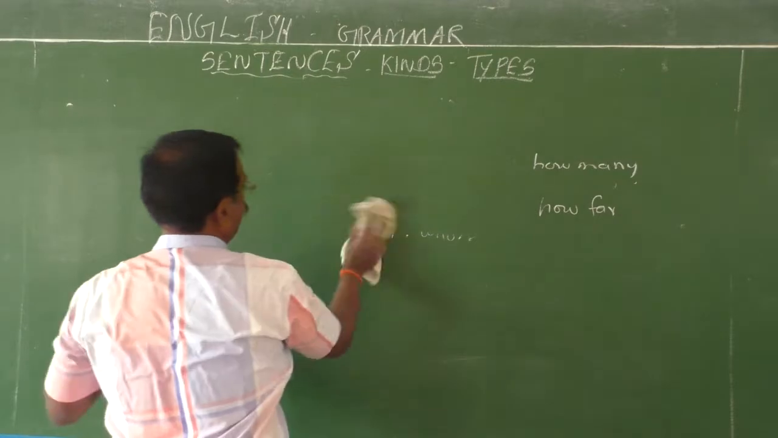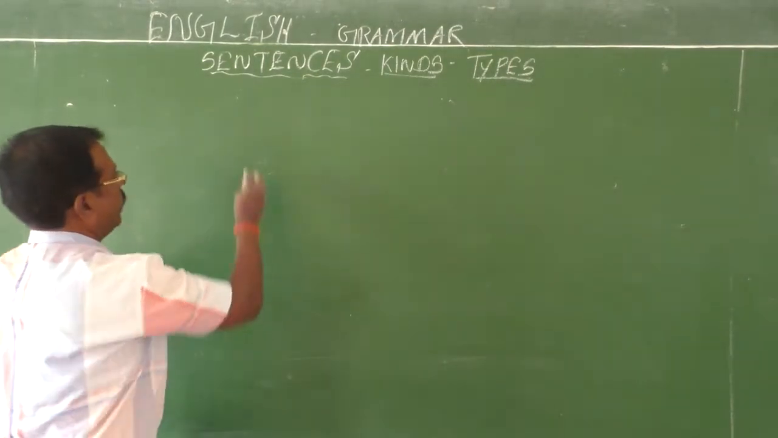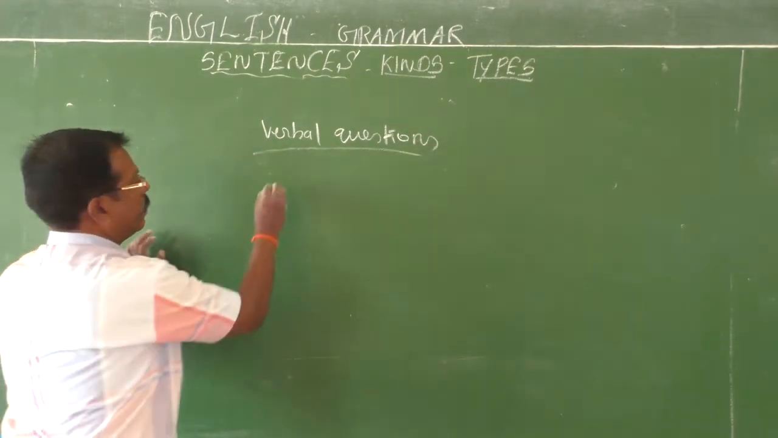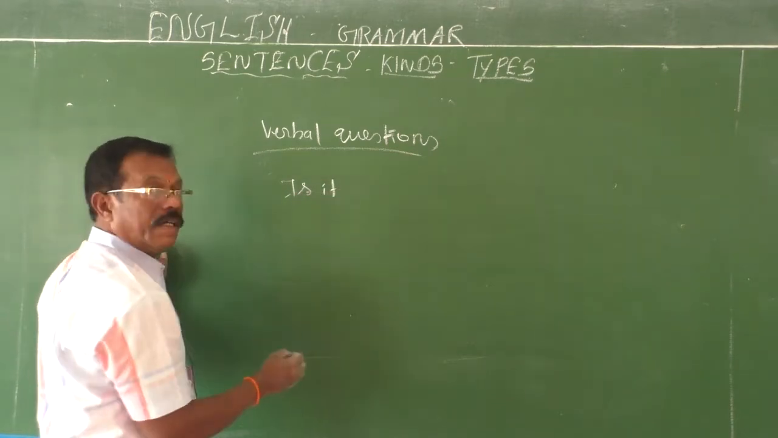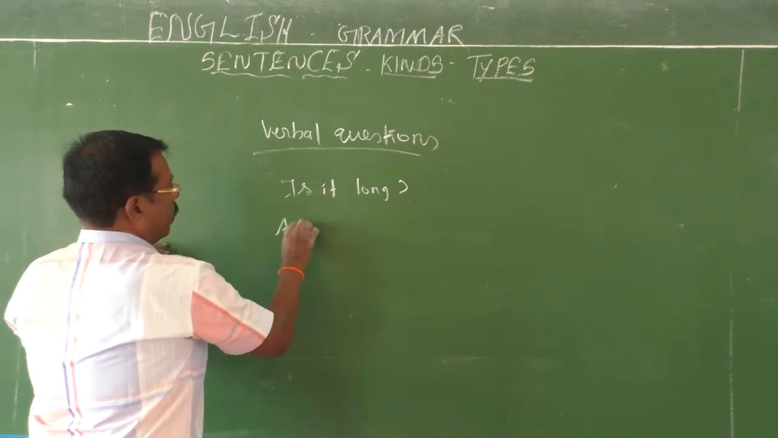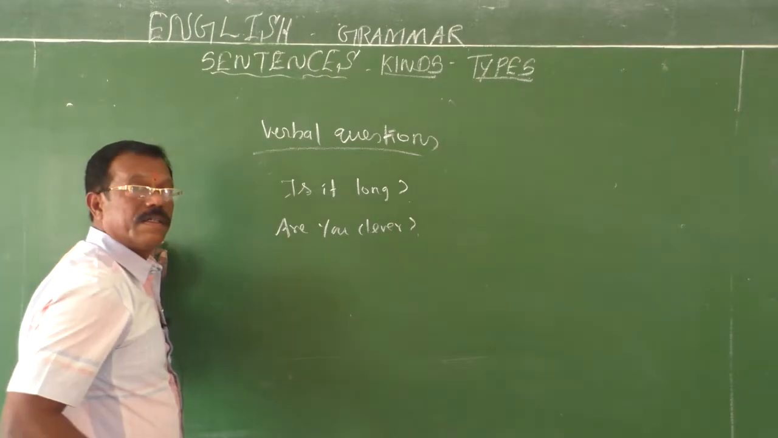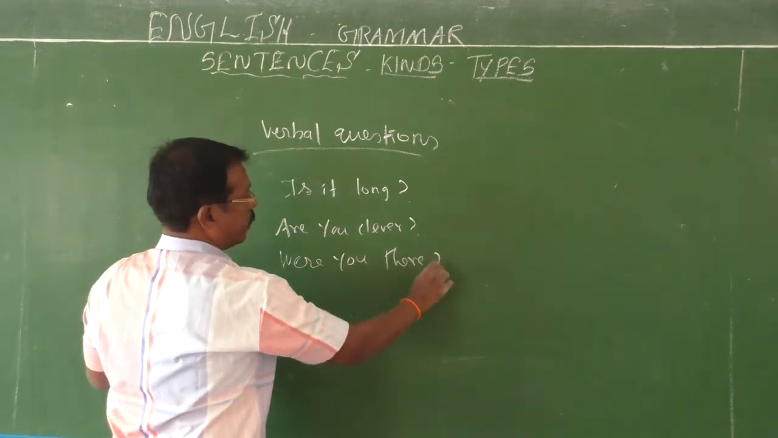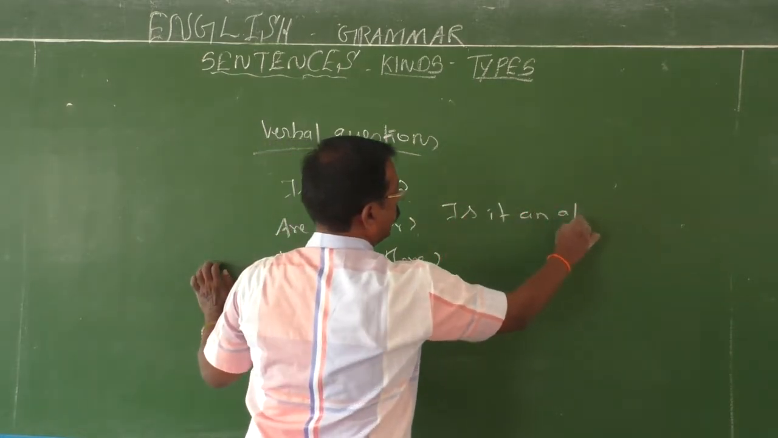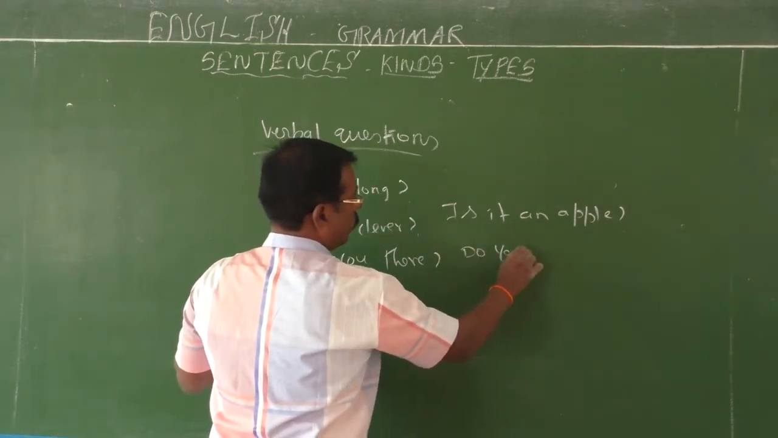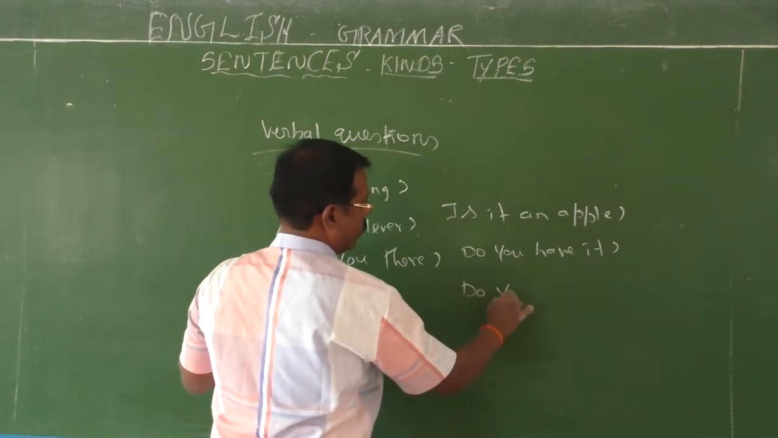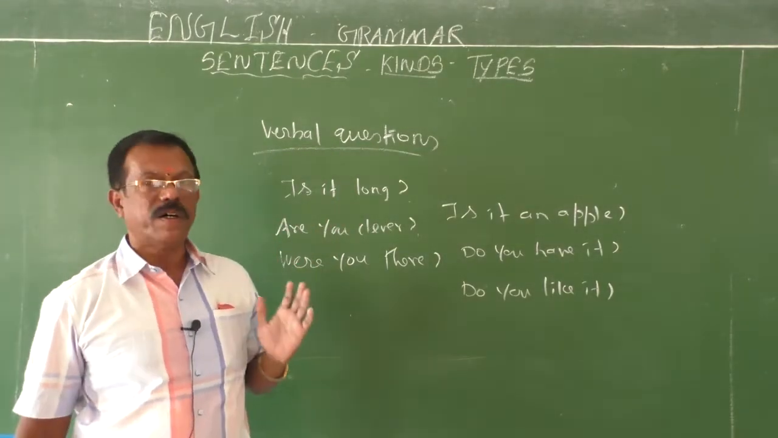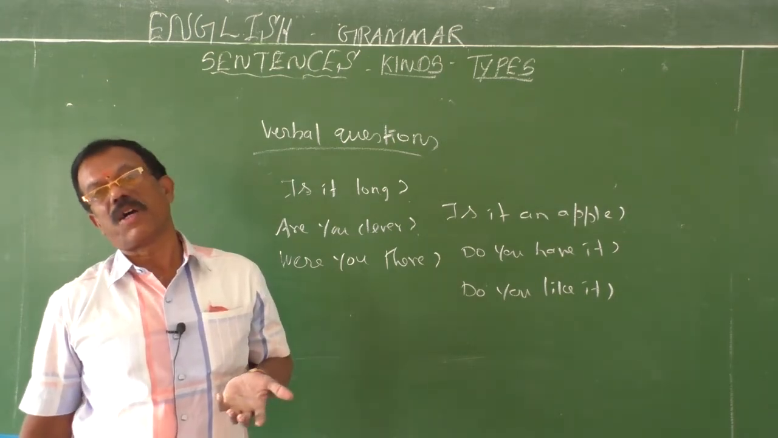Then another type of questions we have, those questions are called verbal questions. Because all such questions begin with the verbs. Is it long? Are you clever? Were you there? See? Were you there? Is it an apple? Do you have it? Do you like it? Did you complete it? So, with the help of verbs, we can frame these questions. Therefore, these questions are called verbal questions.